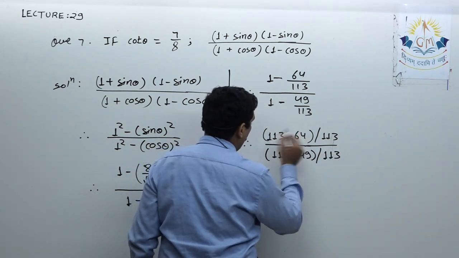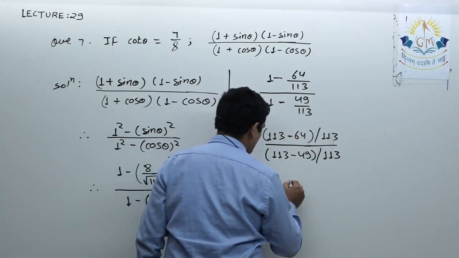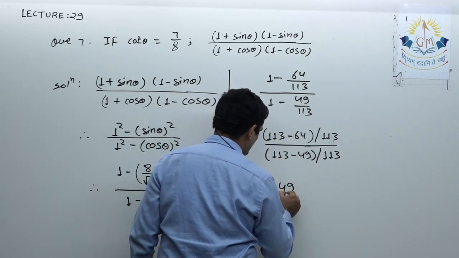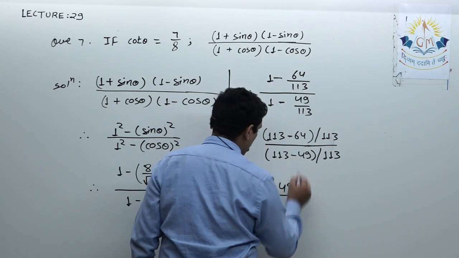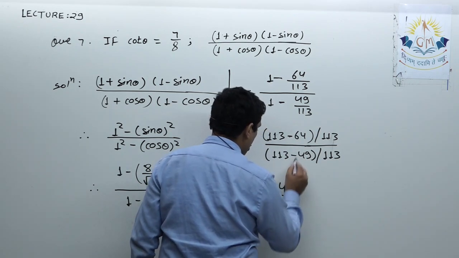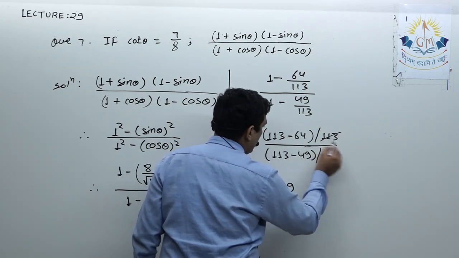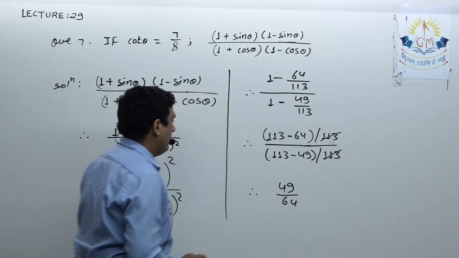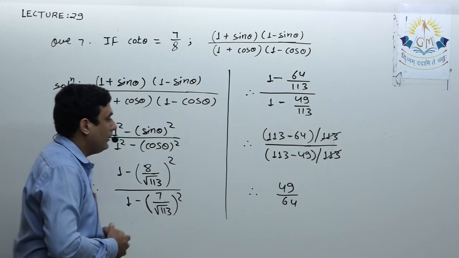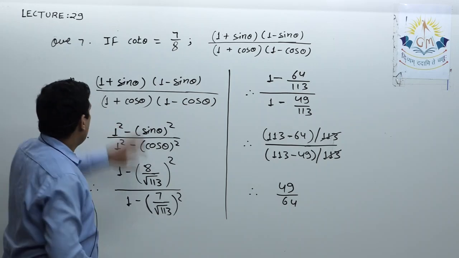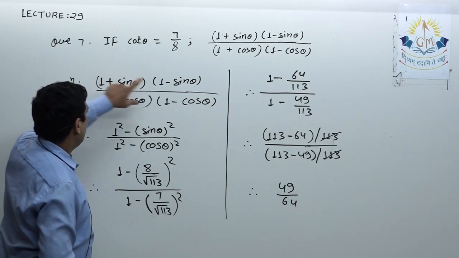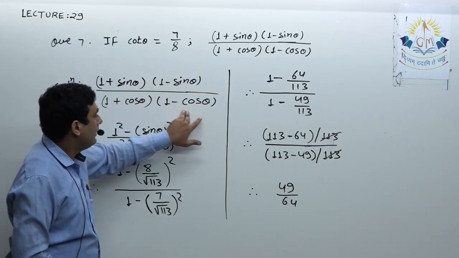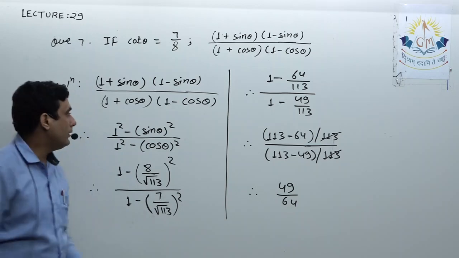So 113 minus 64 is 49 upon 64. The 113 cancels, so this is my final answer, 49 upon 64. Okay, this is the value of 1 plus sine theta into 1 minus sine theta upon 1 plus cos theta into 1 minus cos theta.